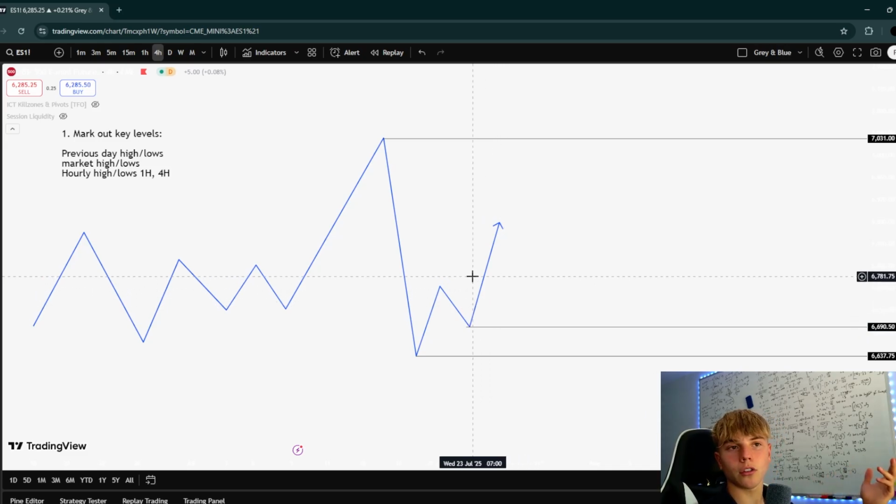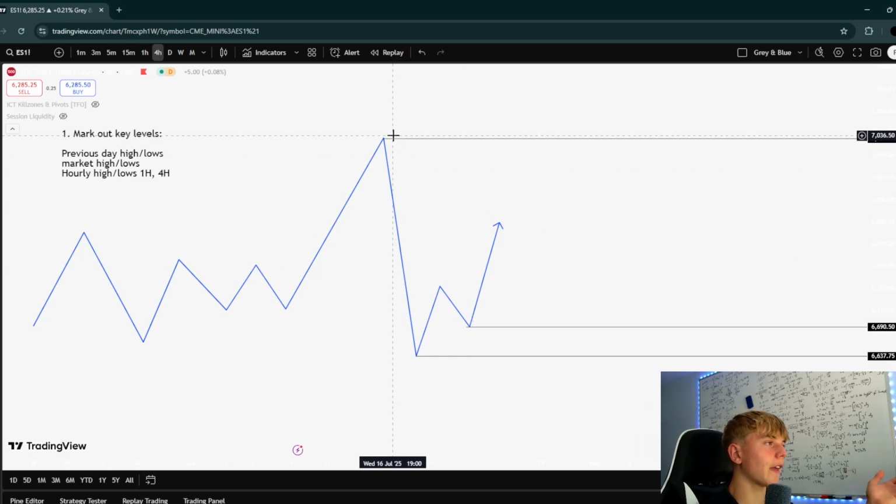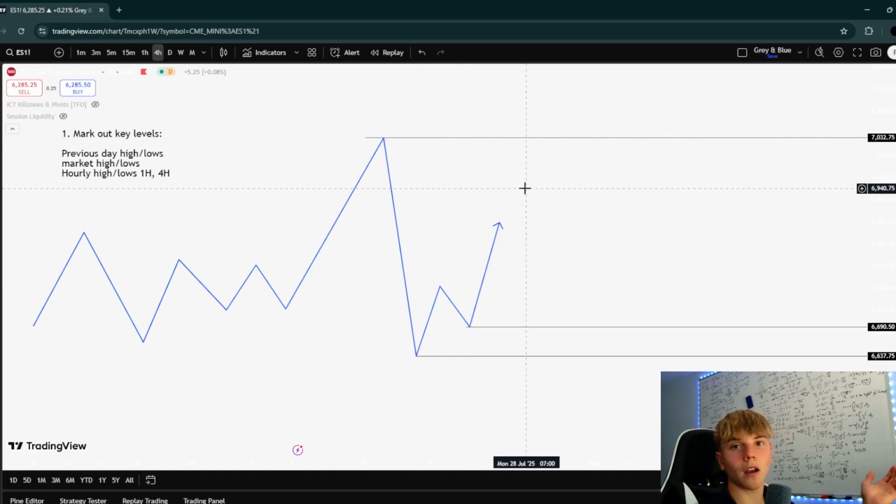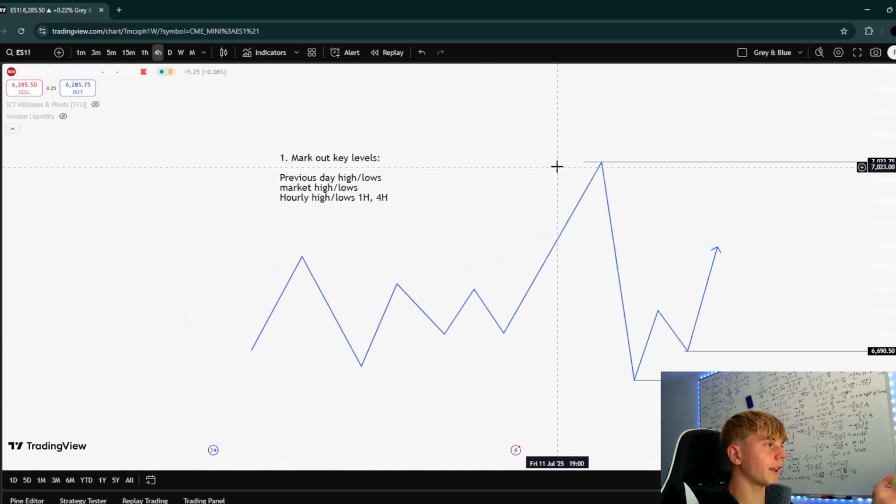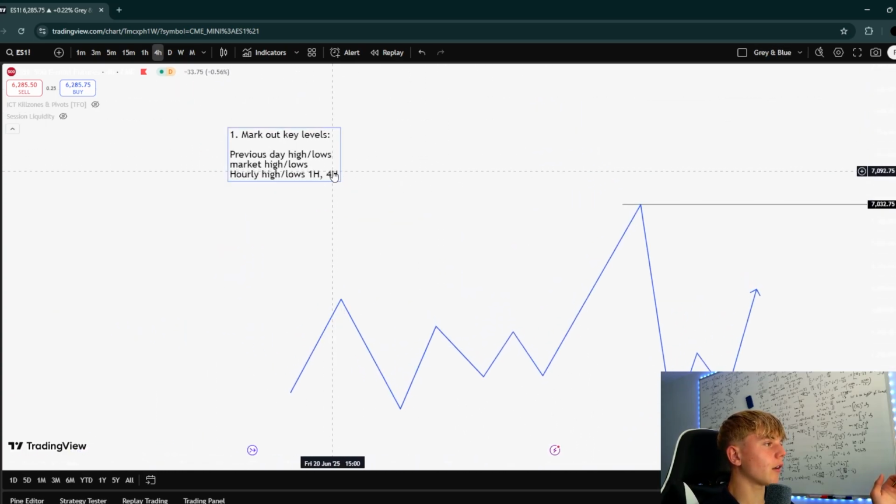Now, I don't want to go into too much detail. This is quite simple. If you don't get this, I've made previous videos and I will make other videos going into depth. But this is what key levels look like. So now we've marked out key levels.